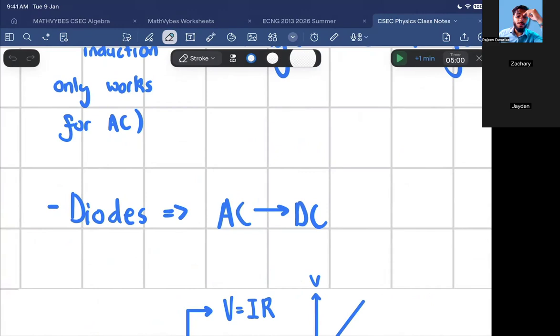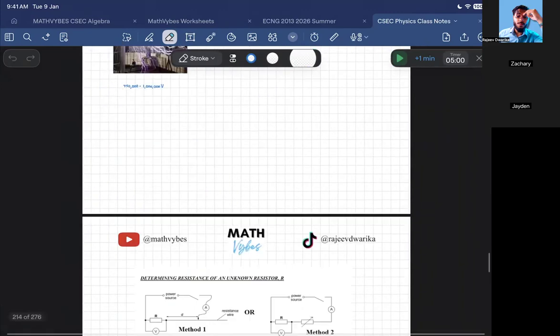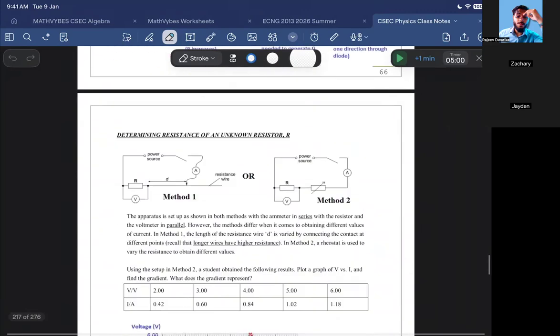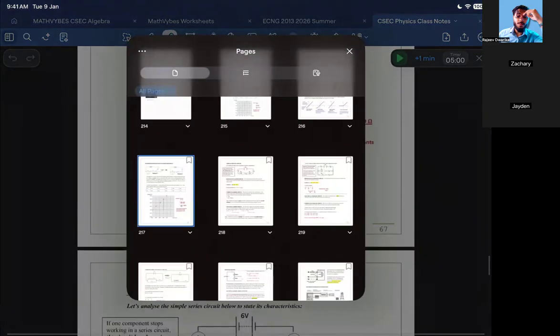All right, so speaking of which, I need to look at half wave rectification and full wave rectification.